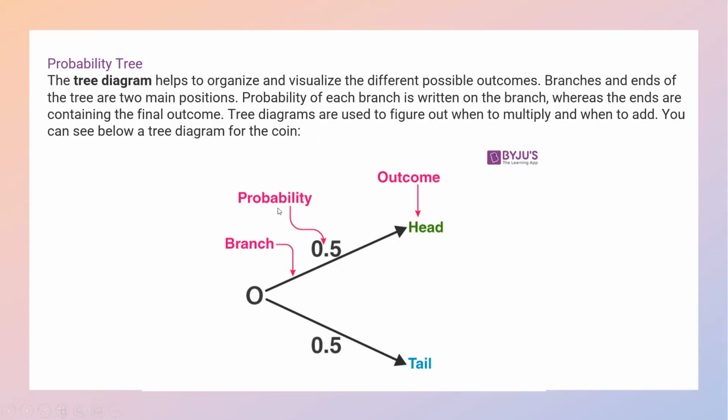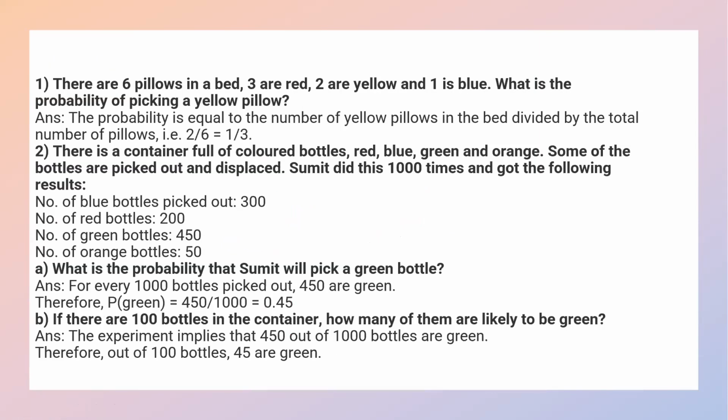So branches and ends of the tree are the two main positions, the branches and the ends. And the tree diagrams are used to figure out one to multiply and one to add. And this also helps us for this as well. So in this case, it's a simple tree diagram. So there's some examples of calculating the probability.